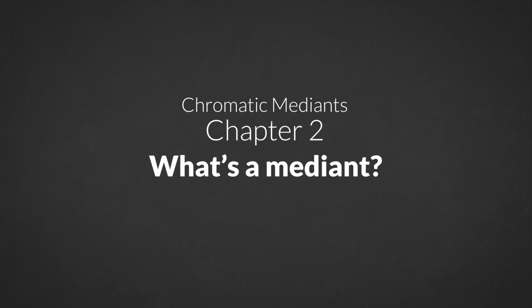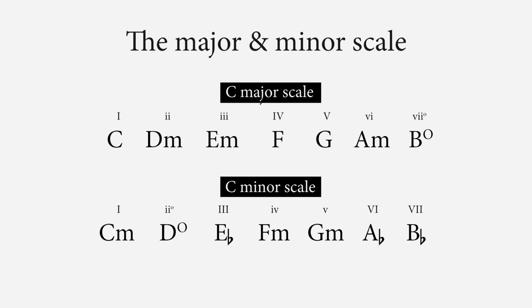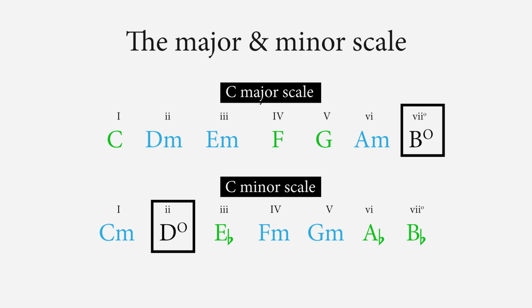Now, to understand what a chromatic mediant is, we have to understand what a common mediant is. In a major or minor key, we can build 7 chords on each of the 7 notes of the scale: 3 major chords, 3 minor chords, and 1 diminished chord. For now, we take the C major scale as our reference scale.